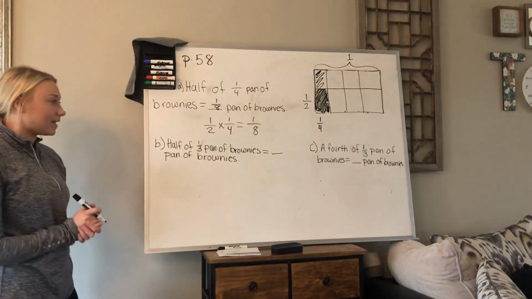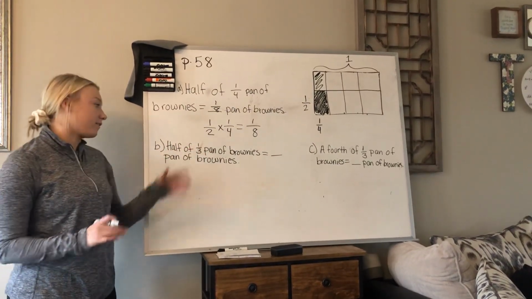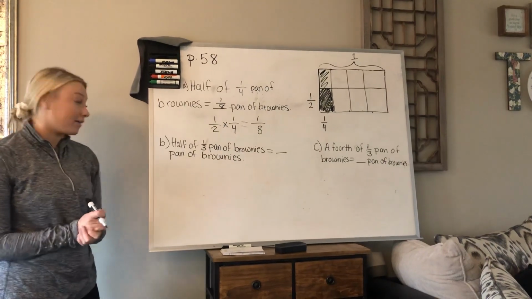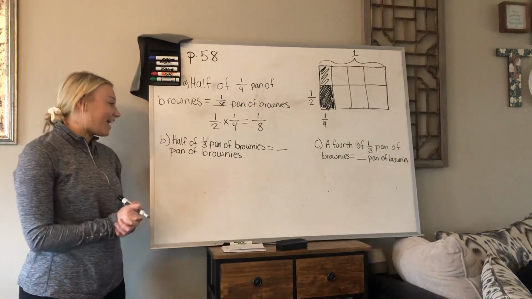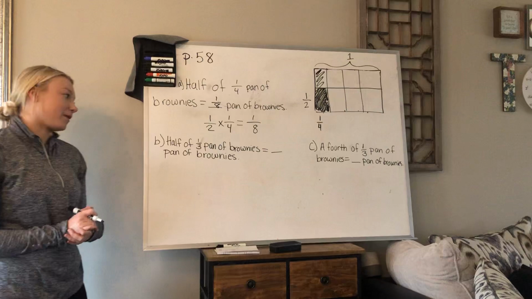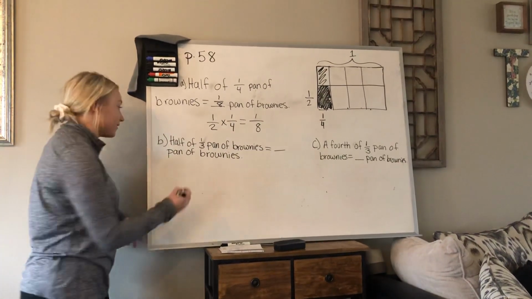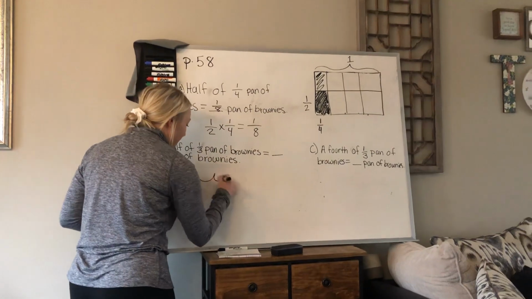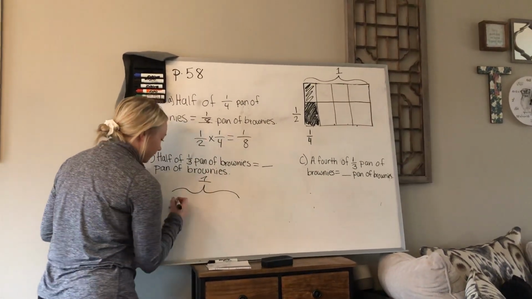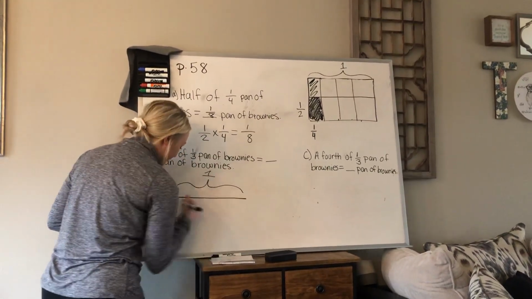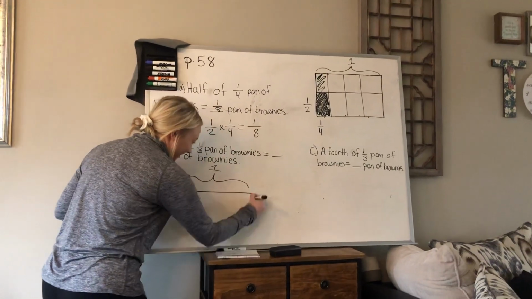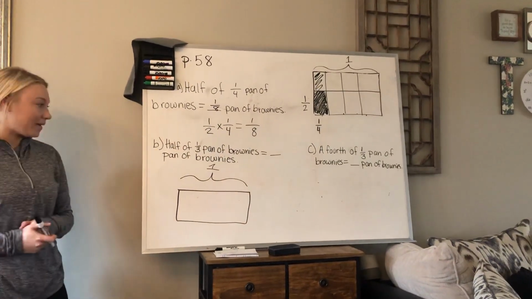So we're going to do the same thing, just they're asking us a different fraction of the pan of brownies. So for B it says half of 1/3 pan of brownies equals blank pan of brownies. I feel like it's a tongue twister. They're trying to trick us. Okay, so I have 1 whole pan of brownies. We cooked them up in our classroom kitchen here. And we have the one whole pan of brownies.